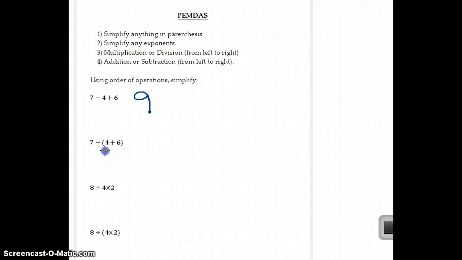So parentheses come first. 4 plus 6. I'm going to rewrite this.